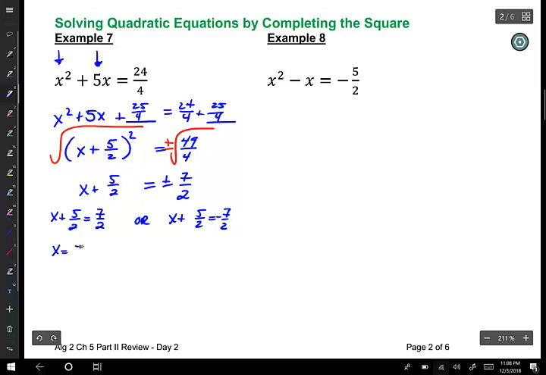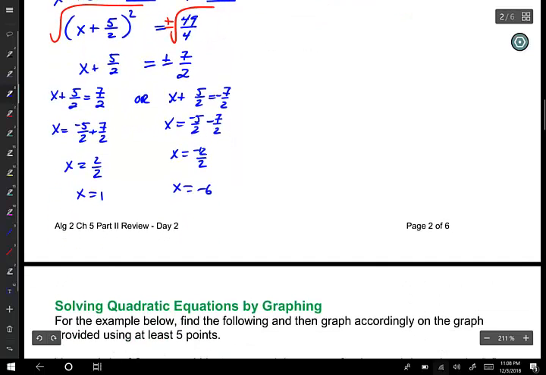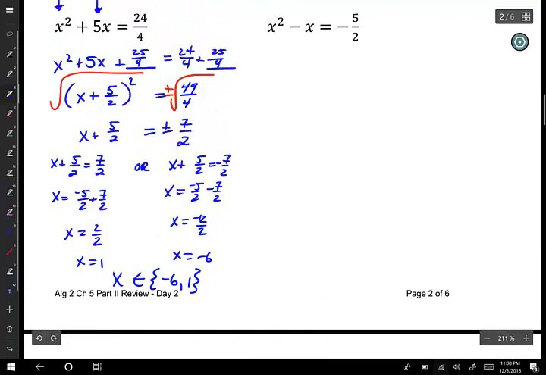So x equals negative 5 halves plus 7 halves, which is 2 halves, which is 1, or x equals negative 5 halves minus 7 halves, which is negative 12 halves, which is negative 6. So in this case it worked out very nicely. X is an element of the set of numbers negative 6 and positive 1.